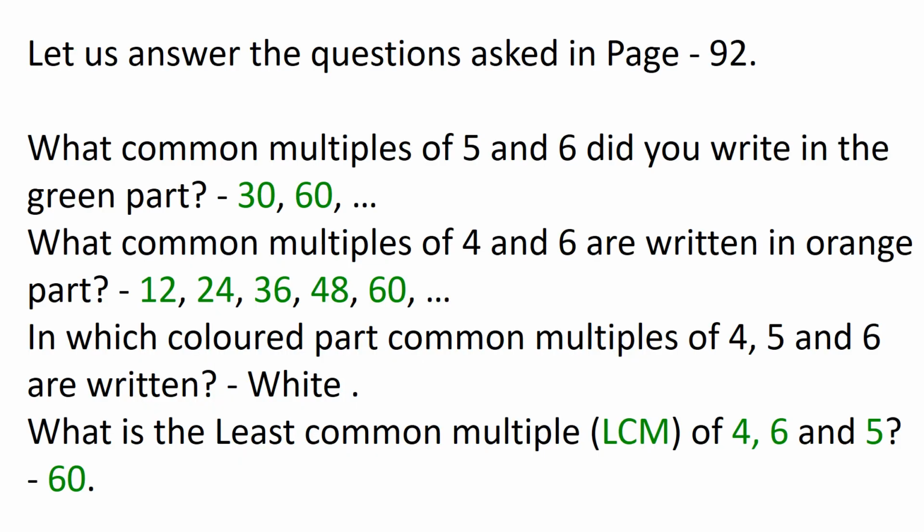Let us now answer the questions asked in page number 92. What common multiples of 5 and 6 did you write in the green part? 30, 60 and so on. Second, what common multiples of 4 and 6 are written in orange part? 12, 24, 36, 48, 60 and so on.